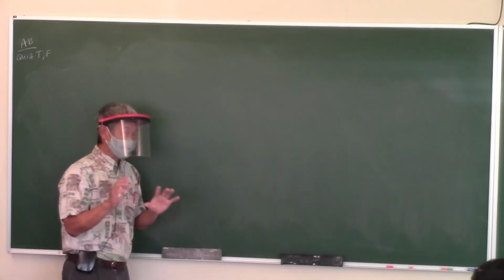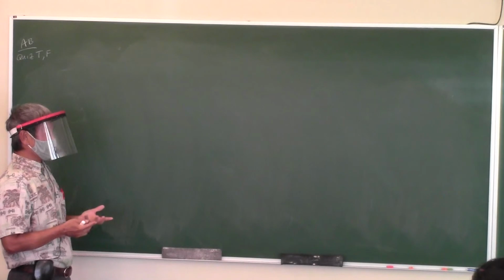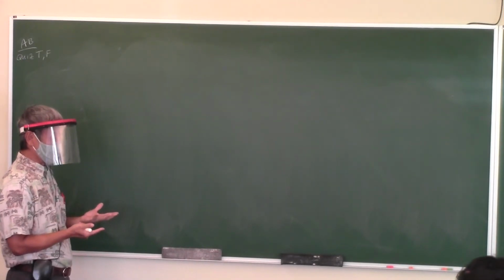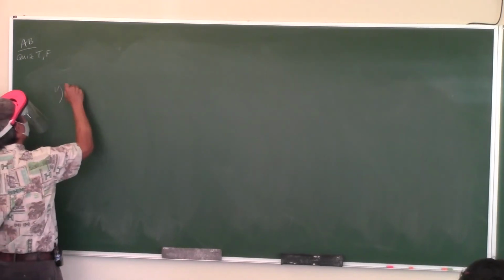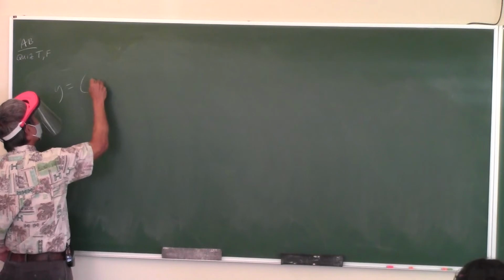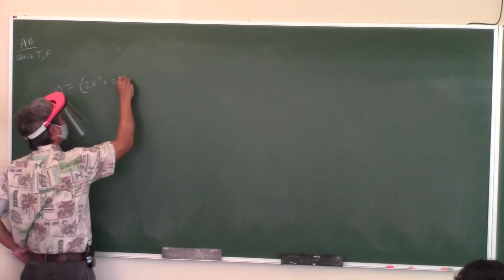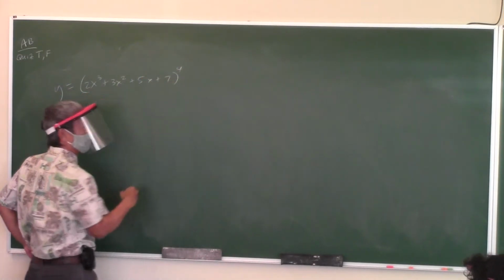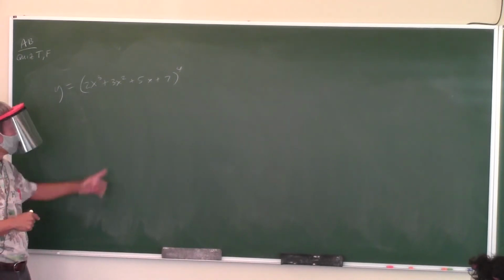Which means you have to know your derivatives. What are the only derivatives we know right now? We know the power rule, product rule, quotient rule, and the derivative of the 6 trig functions, right? Okay, let's do this. How about 2x cubed plus 3x squared plus 5x plus 7, to the 4th power.